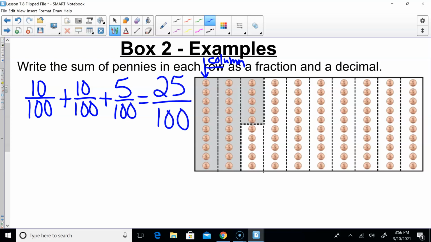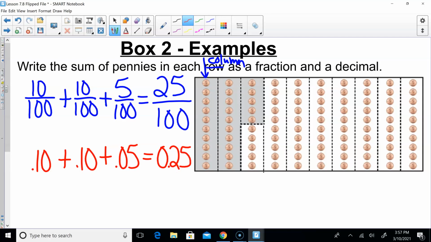Now that would be if we wrote them as a fraction. Now to write them as a decimal, what would these decimals look like? The decimals would look like this. 10 hundredths would be the same as 0.10. Plus 10 hundredths would be 0.10. Plus 5 hundredths would be 0.05, which equals 0.25.